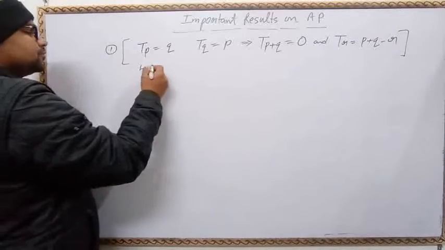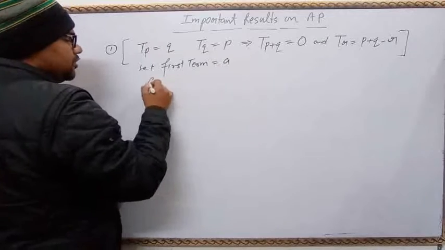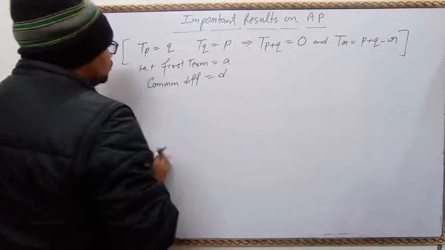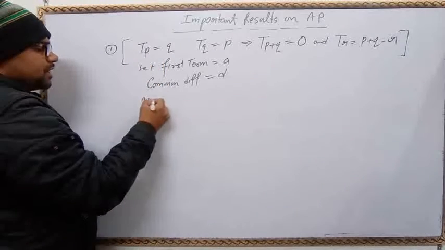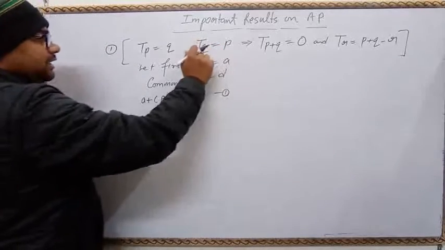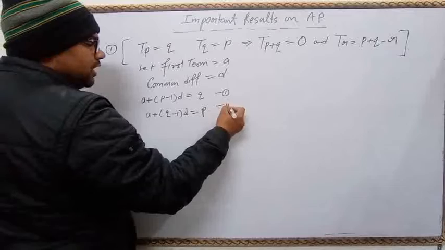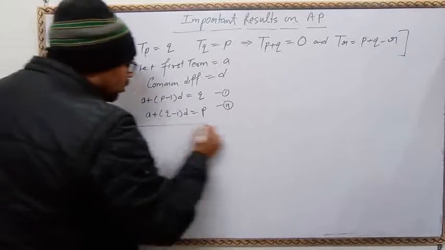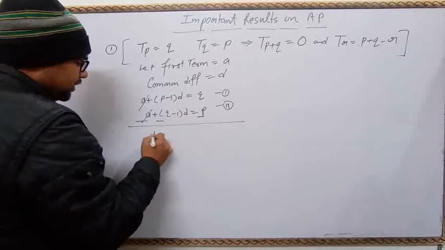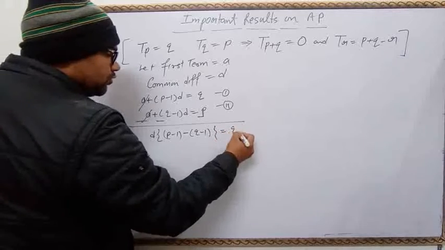So let the first term be A and common difference be D. So what is the formula of TP? A plus P minus 1 into D equal to Q, and TQ will be A plus Q minus 1 into D equal to P. It is equation second. Now we will subtract. So A cancels. What is common? D. So P minus 1 minus Q minus 1 equal to Q minus P.